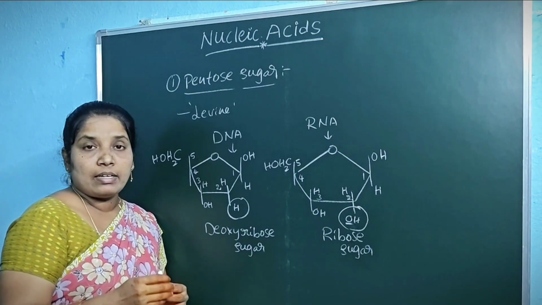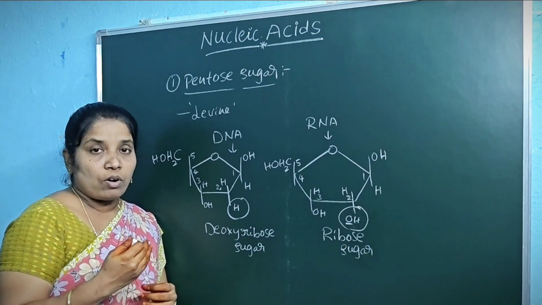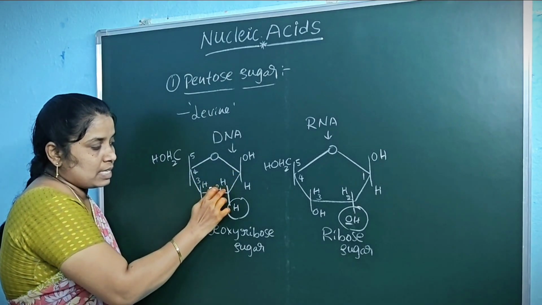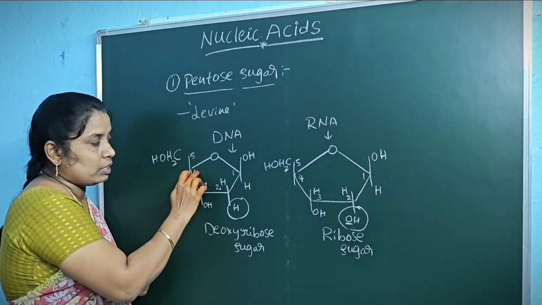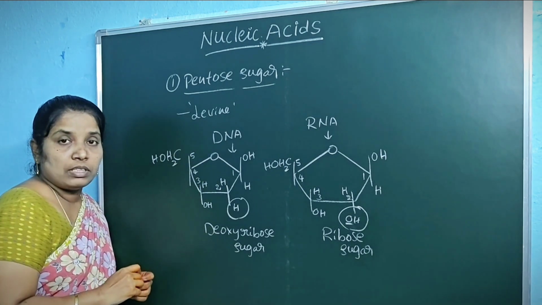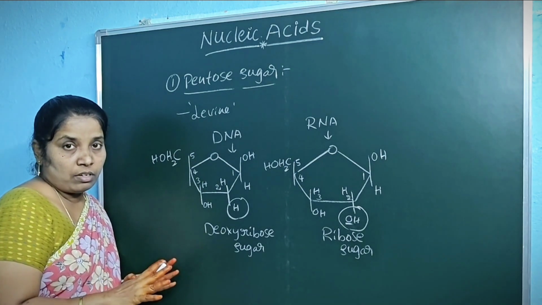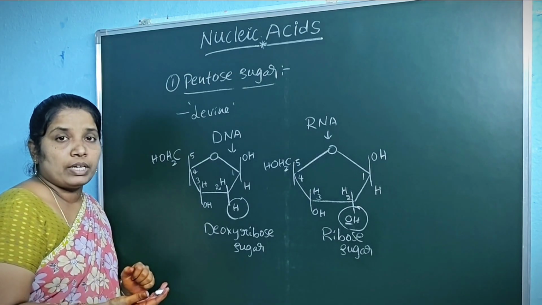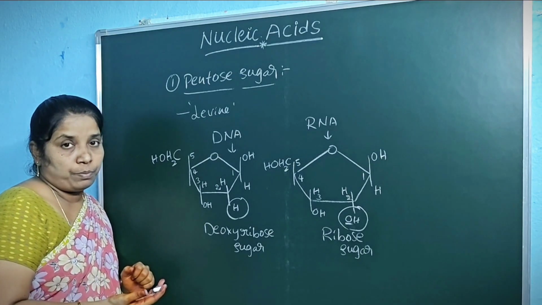The carbon atoms of ribose sugar are denoted as first carbon, second carbon, third carbon, fourth carbon and fifth carbon. So this is a pentose sugar. Let's see the next, second component, that is the phosphate group.